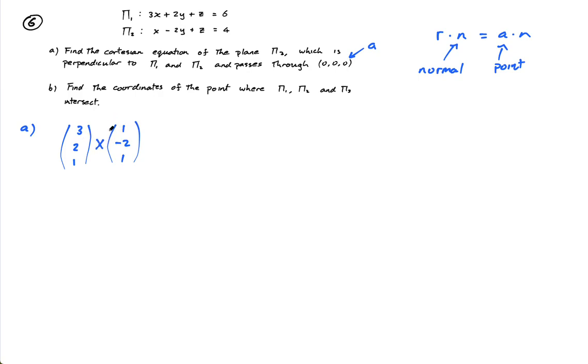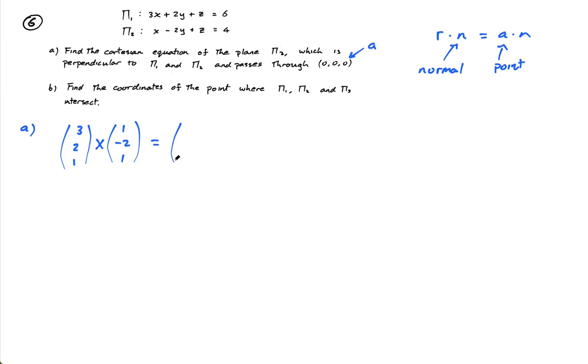When I find the cross product of two vectors, I get, by definition, another vector that is perpendicular to both of them. So I'm going to get a vector that is perpendicular to this and perpendicular to this. Because these are the normals of plane 1 and plane 2, this will be perpendicular to both of these planes. Hence, it is the normal to the third plane. Hope that makes sense.